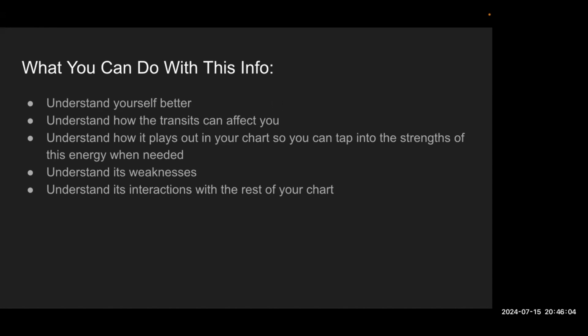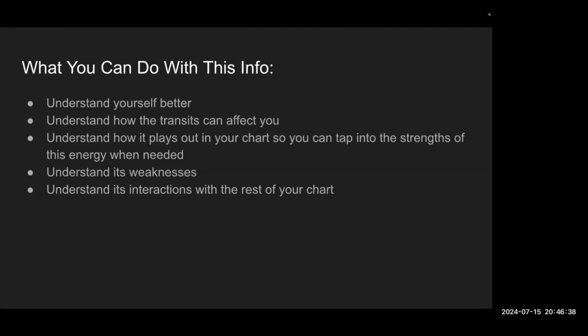So when things are happening in the sky, like Mercury retrograde or something like that, if it's affecting your chart ruler, you could understand how it's affecting you. Understanding how it plays out in your chart, you could tap into the strengths of this energy when needed. So if you're feeling lost about what to do and who you are, you could look at your chart ruler, see what's going on with it, and really lean into the strengths that it has to offer, while also understanding your chart ruler's weaknesses. If there's anything that is particularly challenging or just a natural weakness given the sign and the placement.